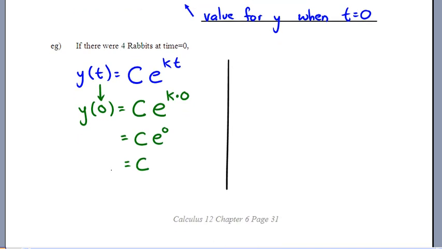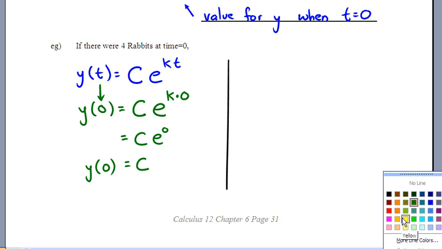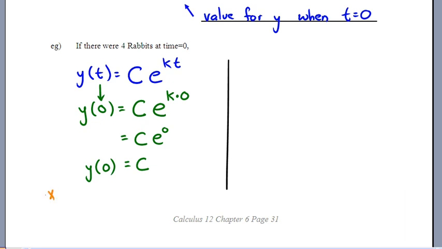So it looks like, and it turns out it perfectly is, that this capital C is actually just your original number of rabbits. Okay, so that's a remarkably important thing to note, that C is the initial value, the t equals 0 value for y.